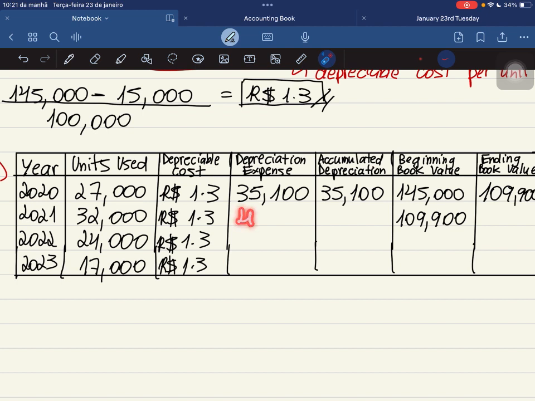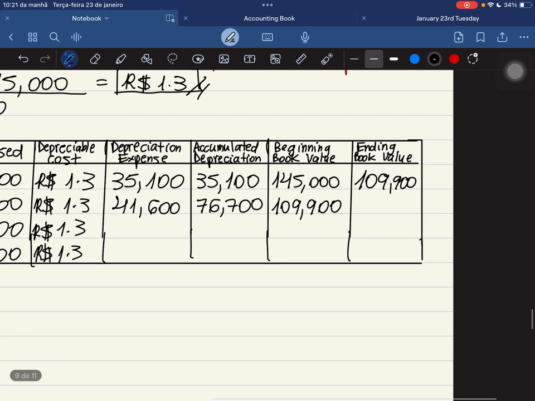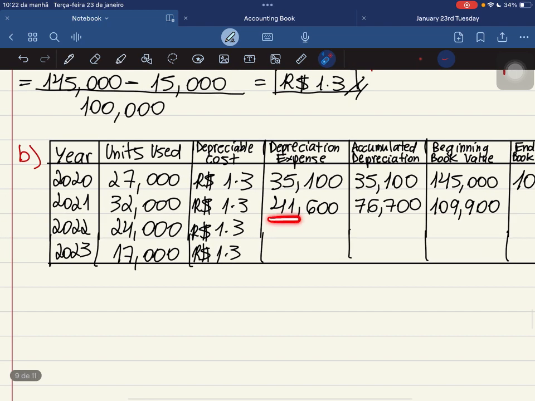That is 41,600. Okay, here accumulated depreciation, right? How much have we accumulated until 2021? Well, we have to add 2020 plus 2021, right? In this case, actually, it's over here because this number is the same, but it would be this plus this. Okay, that is 76,700.